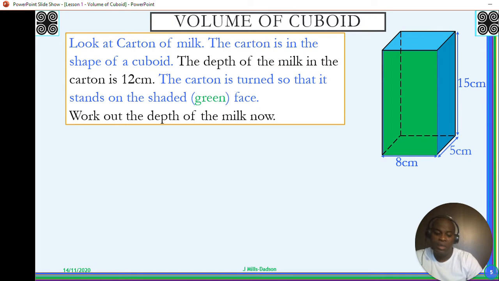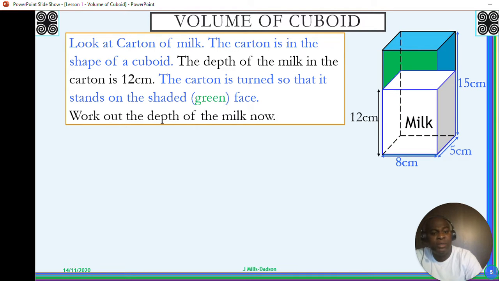Okay, so first, let's try to figure out: the milk is 12 cm, the height. That's how deep the milk is, 12 cm. Now you could see from the diagram that the milk forms a small cuboid inside the original carton. So let's first imagine that this is the diagram. So let's figure out how much milk we have inside the carton.